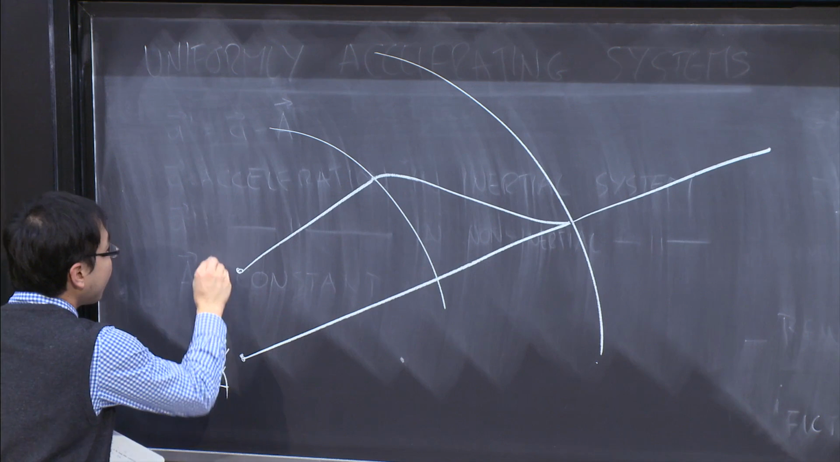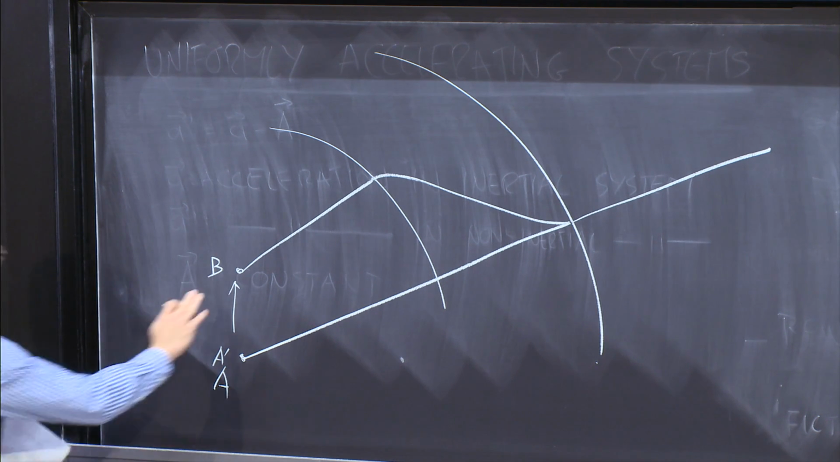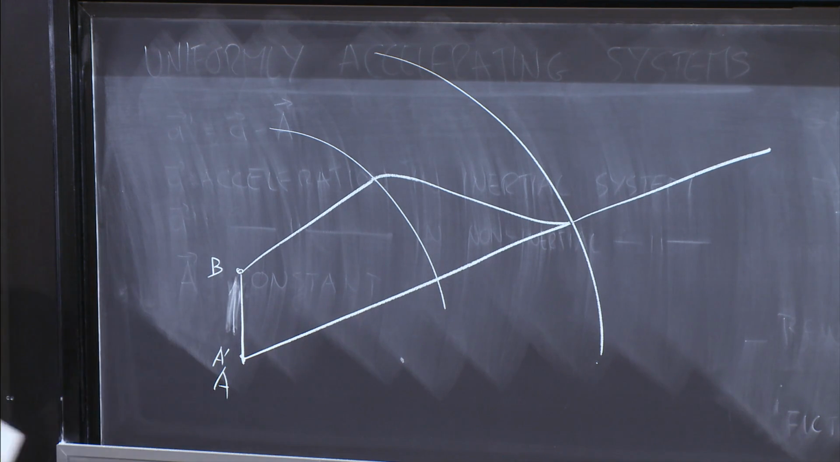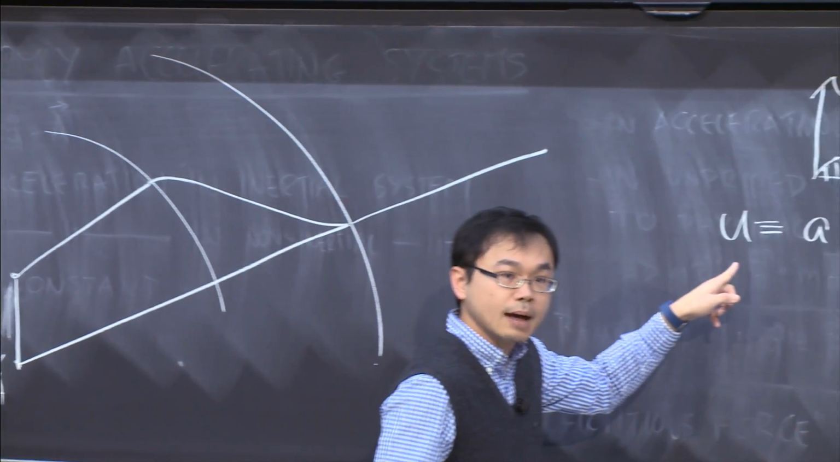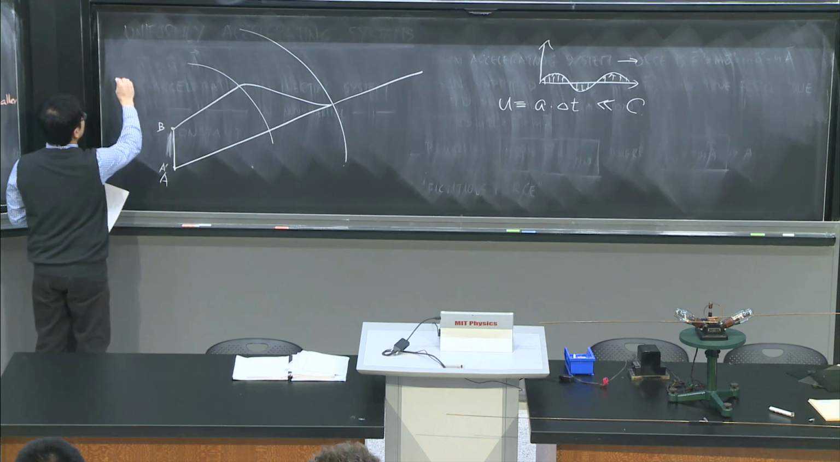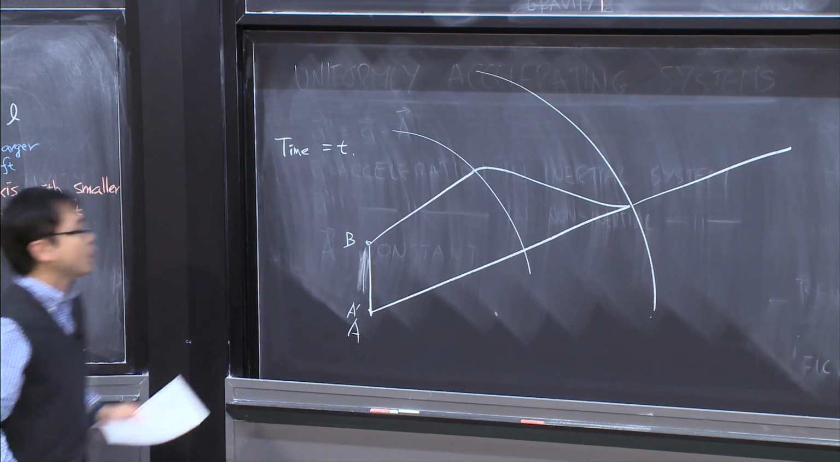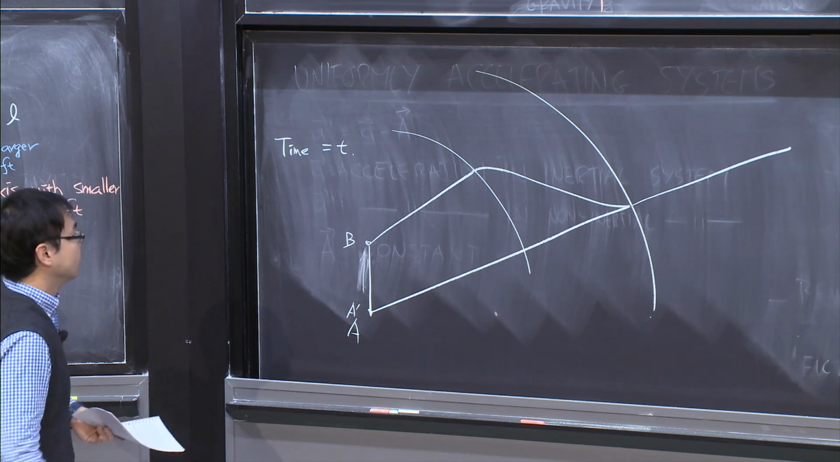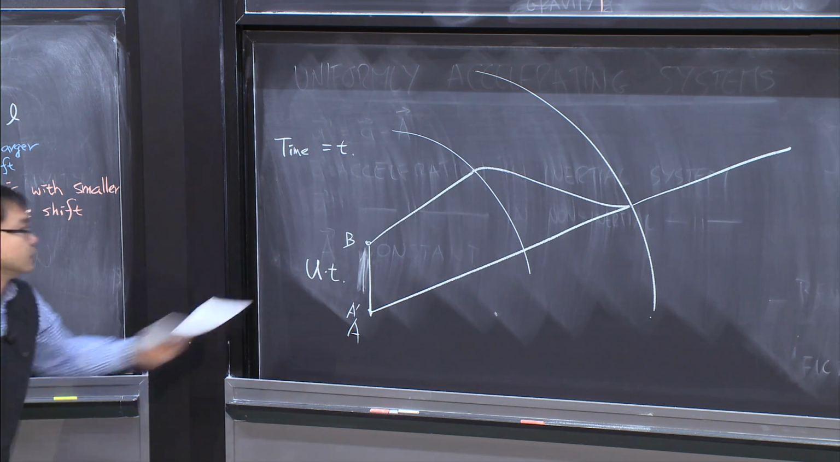Now I let the time go on, and this charged particle is now at point B. It has moved to point B, and I can connect B to A and A prime. Since the resulting velocity of the charged particle after A prime is equal to u, defined as a times delta t, and we are now at time equal to t, the distance this charged particle travels is u times t. Doesn't surprise you, right? That's the velocity times t.